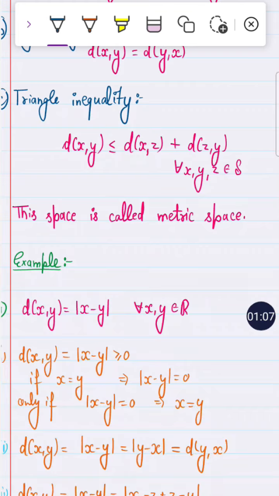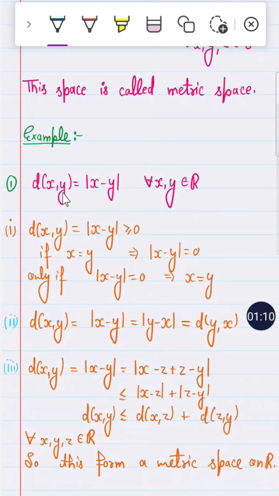Now, an example. What is the example? The first example is this: the function d, which is the metric function, defined as d of x comma y equals mod of x minus y. We should prove how it is a metric space. It satisfies three properties. What does a metric space have?